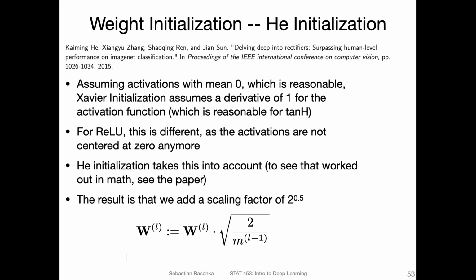All right, so there's another initialization scheme. The Xavier initialization scheme was assuming that you use the tanh activation function. There's also something called the He initialization. This comes from the fact that the first author on that paper is named Kaiming He. And like I said previously, we assumed that the activations had a zero mean, which is reasonable when we use the tanh activation because it's centered at zero. But for ReLU it's different because the activations are not centered at zero anymore, right?